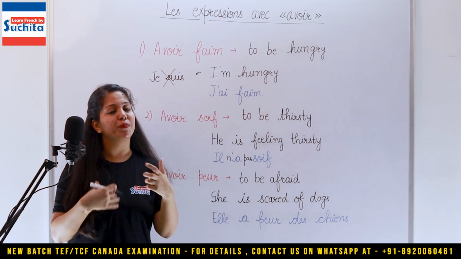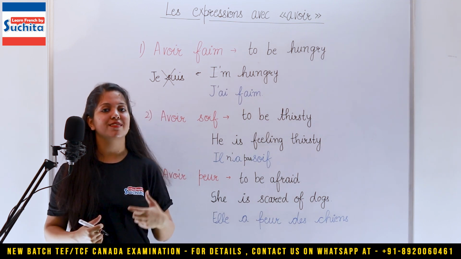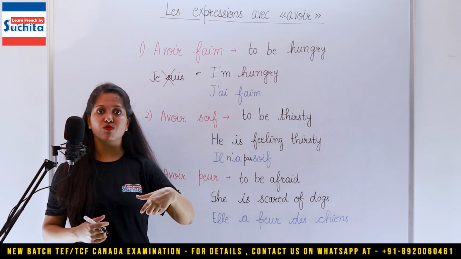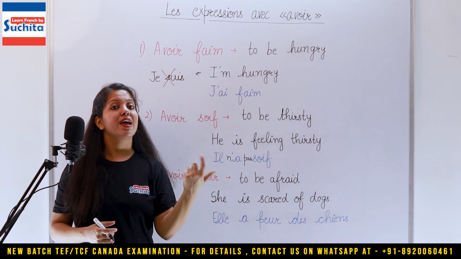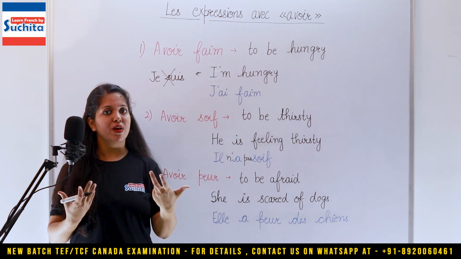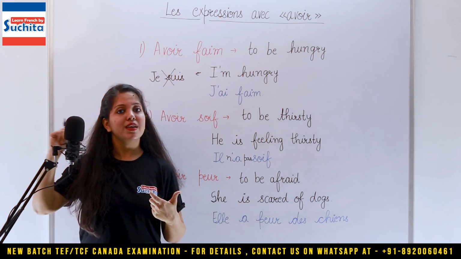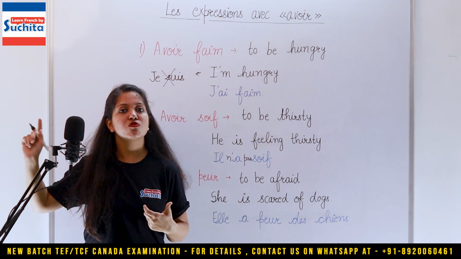You should know the conjugation of the verb avoir. If you know it, you will be able to form the sentences easily. J'ai soif. Tu as soif. Il a soif. Elle a soif. Nous avons soif. Vous avez soif. Ils ont soif. Et elles ont soif.